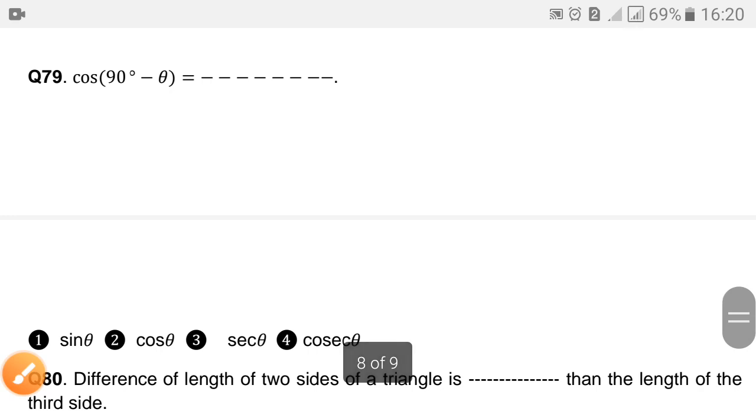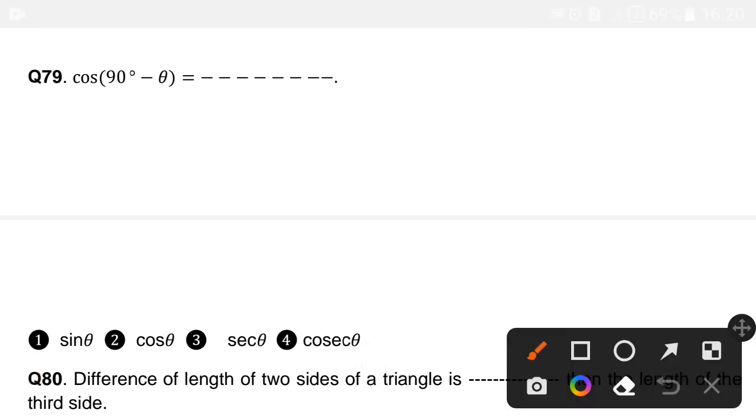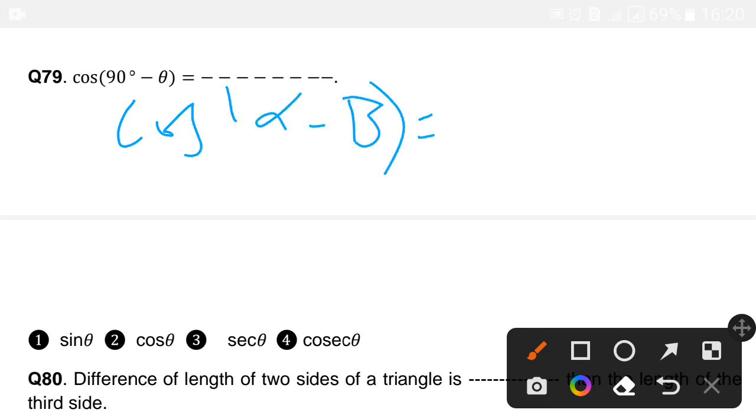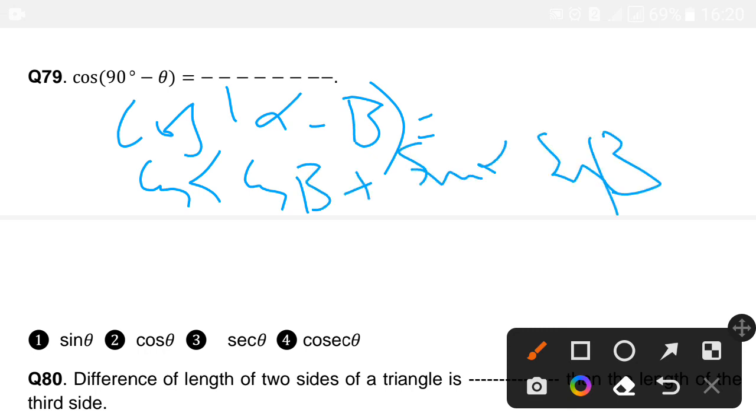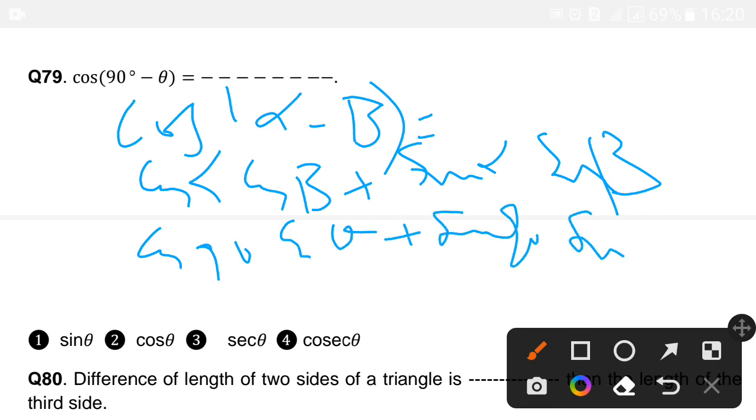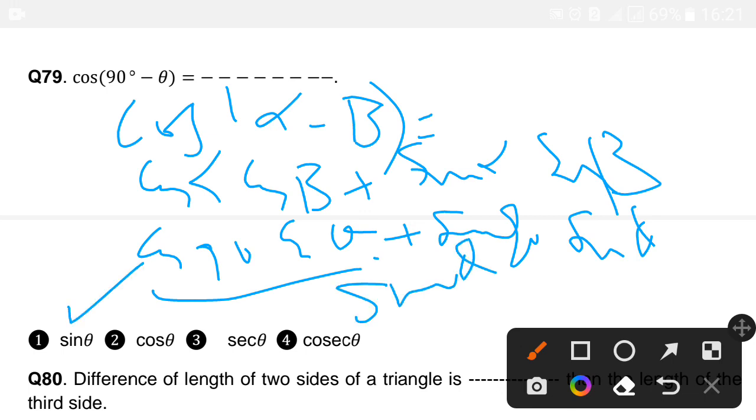And next problem is cos of 90 degree minus theta. Here we have to apply the cos alpha minus beta formula. So it is equal to cos alpha cos beta plus sin alpha sin beta. Alpha is 90 and beta is theta. So cos 90 cos theta plus sin 90 sin theta. Cos 90 is 0, so this becomes 0, and sin 90 is 1. So we remain with sin theta. So the first option is right.